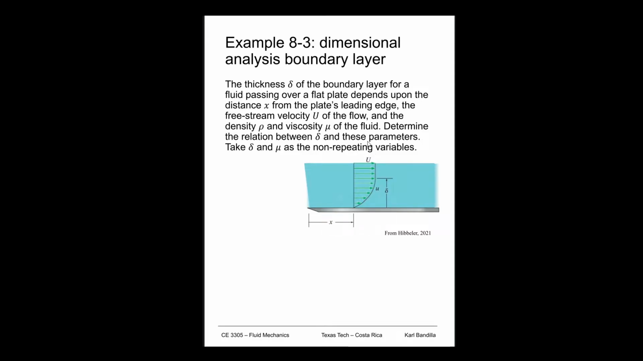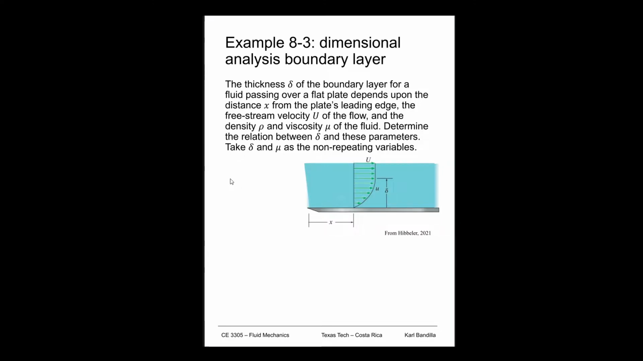We're given that we found through experiments that it depends on the distance from the start of the plate, which is x, the overall stream velocity once it becomes uniform, far enough away from the plate, and also the density and viscosity of the fluid. Now we're asked to find the relationship between the height delta and all these other parameters. And we're told to take delta and mu as the non-repeating variables.